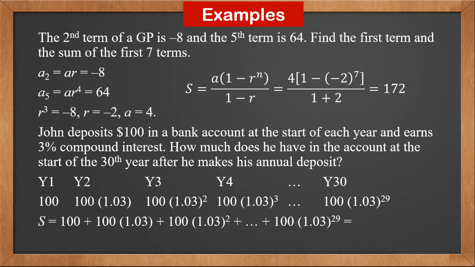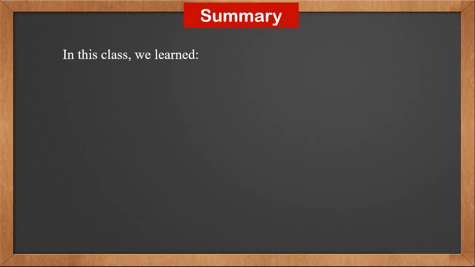So the sum is 100 plus 100 times 1.03 plus 100 times 1.03 squared plus all the way to 100 times 1.03 to 29. A is 100. R is 1.03. N is 30. Using the formula, we have the sum as 100 times 1 minus 1.03 to 30 over 1 minus 1.03. It is 4757.54.